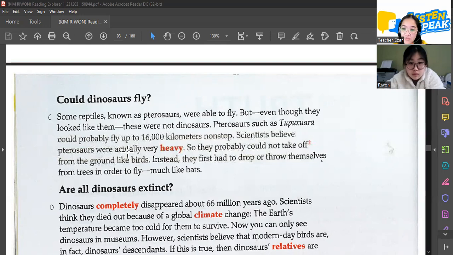So instead, for them to fly, they would drop themselves from the trees and then start flapping their wings. Okay? Remember, this kind of reptile can't take off like an airplane from the ground to the air. So for them to fly, they drop themselves from the tree and start flapping, much like a bat.